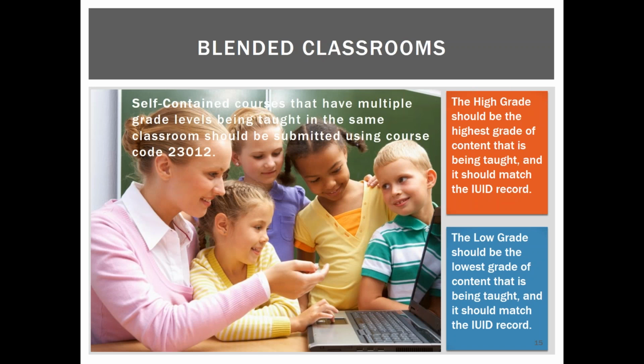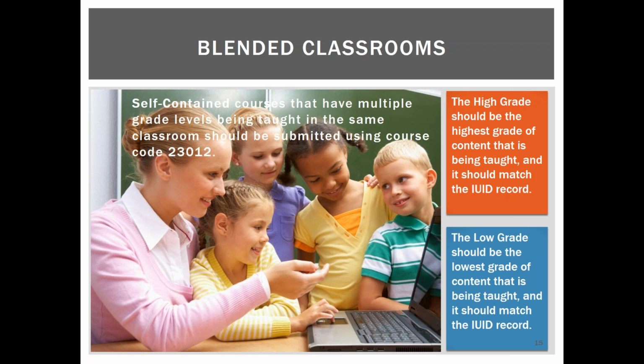Okay, blended classrooms. So self-contained courses that have multiple grade levels being taught in the same classroom and are not secondary courses. We can't use this one for secondary courses. They use code 23012. Now, course codes changed from last year to this year. I'm sure you're all aware of it. If you submit to the IUID or staff assignment collection, you've noticed that. And so the code that we're using for blended classrooms this year is 23012.